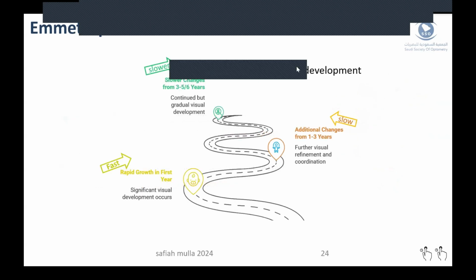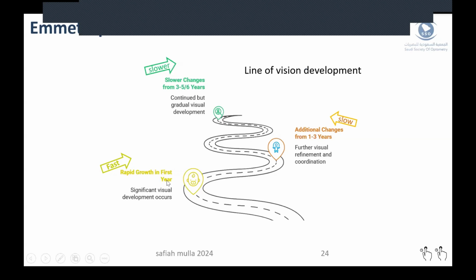These changes happen rapidly in the first year. So again, a significant visual development occurs in the first year. So it's going to be fast. However, it's going to be a little slower around 1 to 3 years. It's rapid, but a little slower than the first year, and then it will be even slower around 3 to 5 or 6 years of age. So it's very critical and very important to take care around those kids in these early stages.